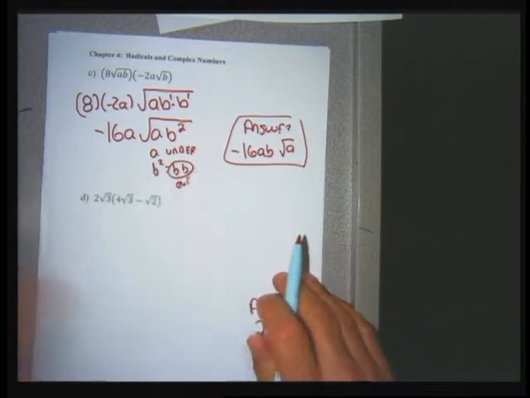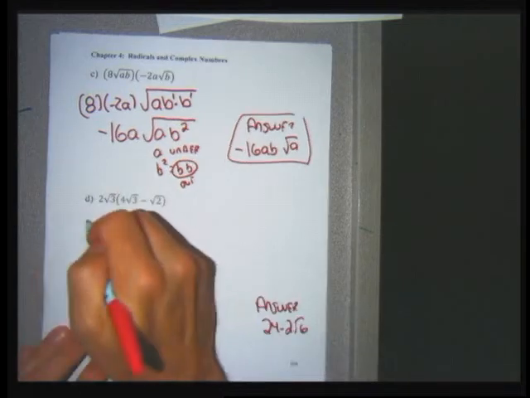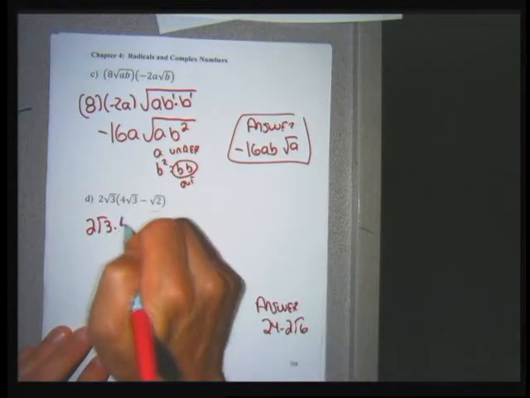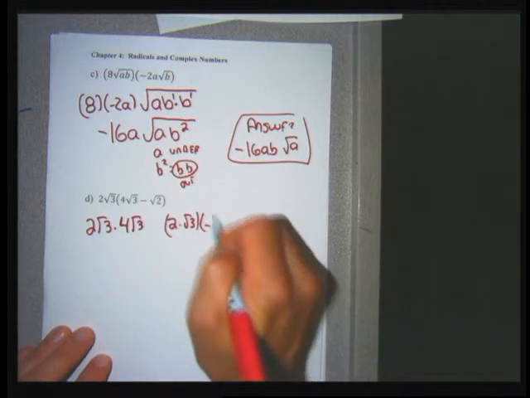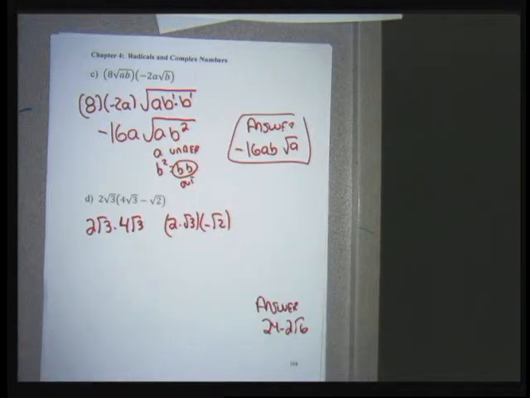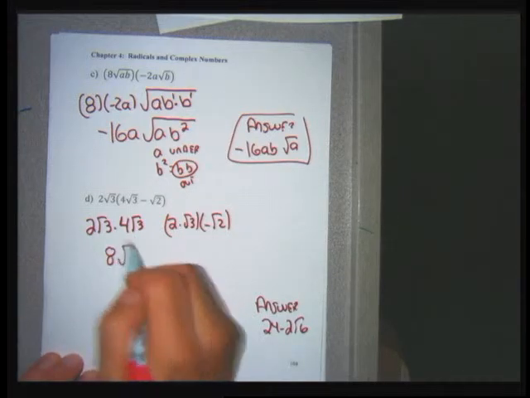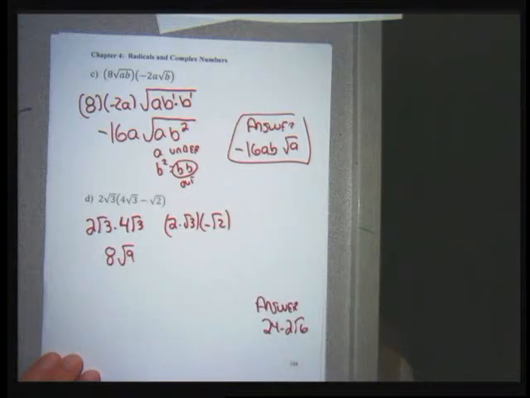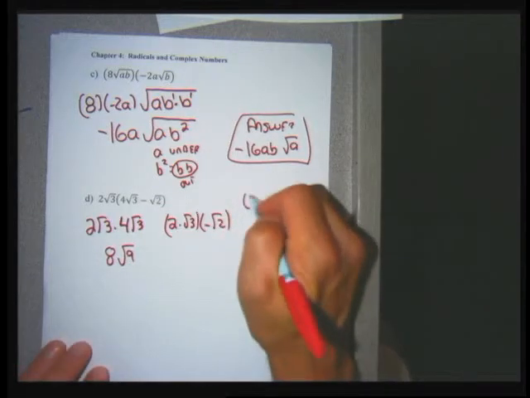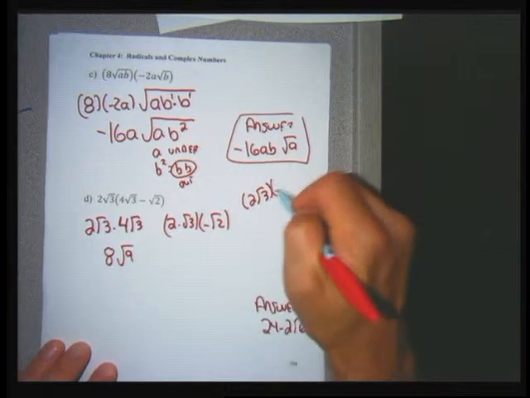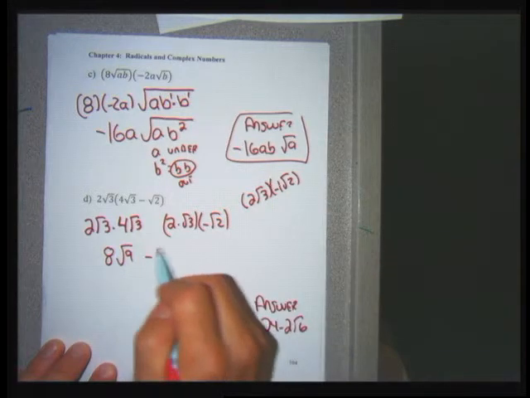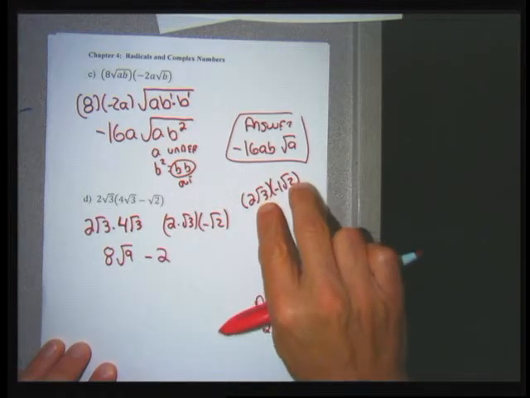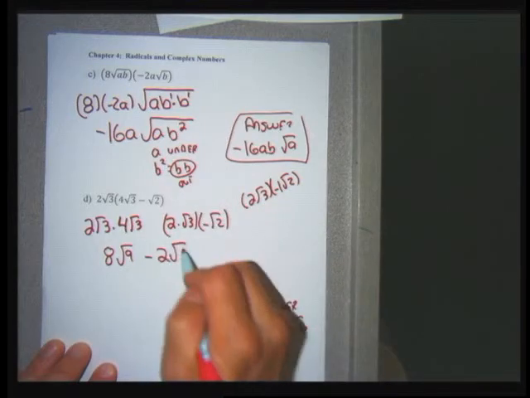To get that by hand, I'm going to multiply 2 square root of 3 times 4 square root of 3, and I'm going to multiply 2 square root of 3 times negative square root of 2. For the first one, I multiply the 2 and the 4 and get an 8 in front of my radical. I multiply the 3 and the 3 and get a 9 under my radical. For the next one, I think of this as 2 square root of 3 times negative 1 square root of 2. And I multiply the 2 and the negative 1 and get a negative 2 in front of the radical. And then the 3 and the 2 give me a 6 under the radical.